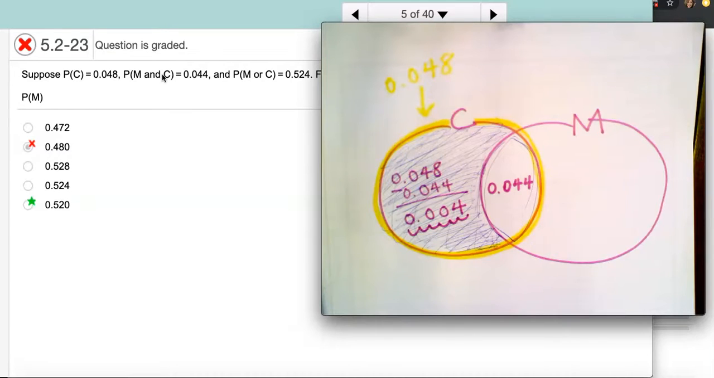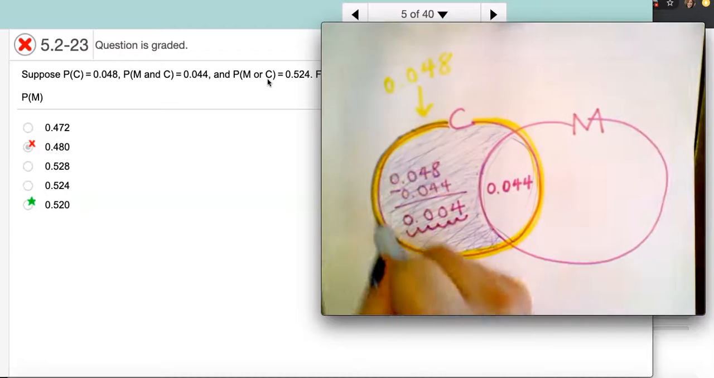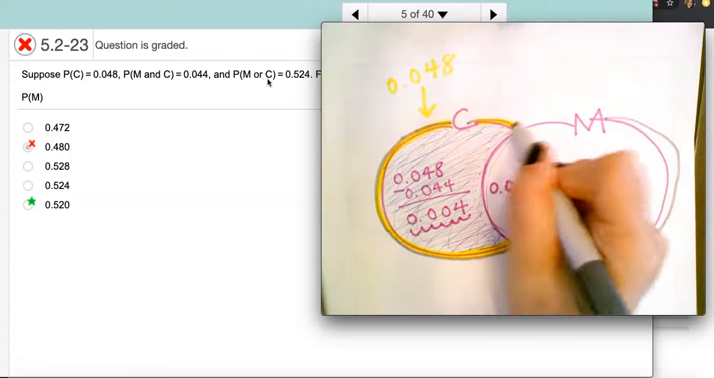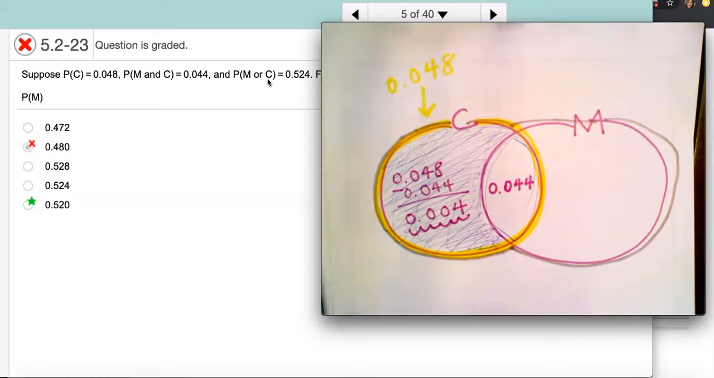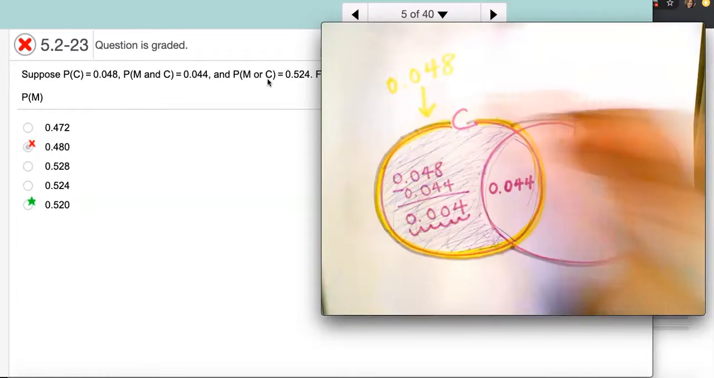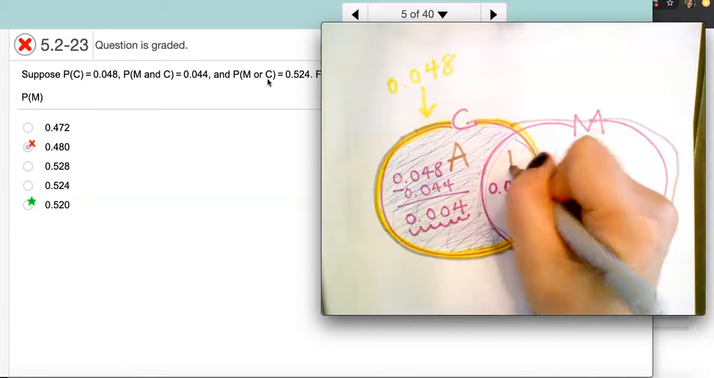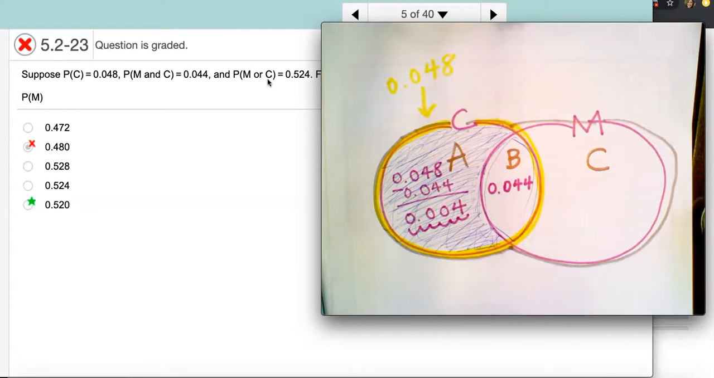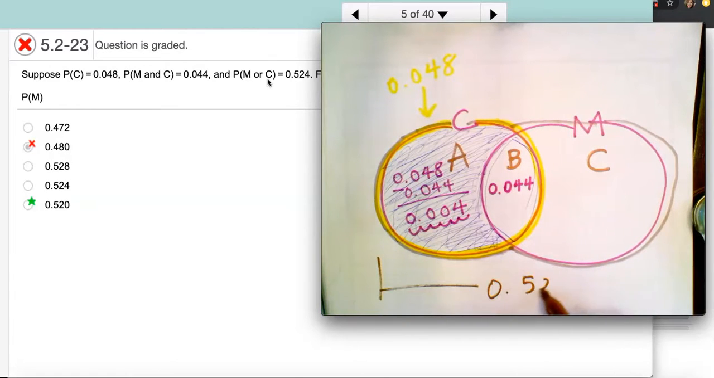Now, what else do we know? They also said that the probability of M or C means all of these bubbles together. So if I'm tracing what they mean by M or C, they're talking about these two all together. Let me call these regions A, B, and C, okay? Say this is A, this is B, and this is C. If you add A, B, and C together, you will get the probability of M or C. So that will add up to 0.524.